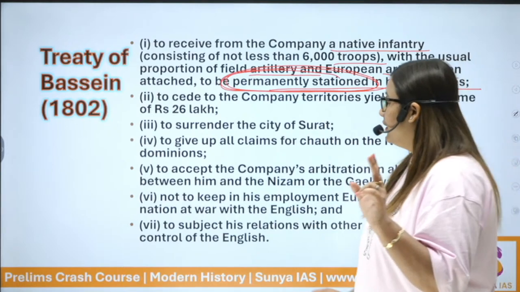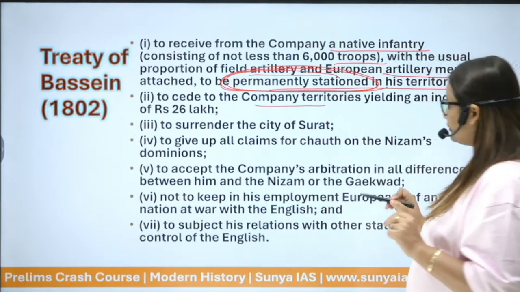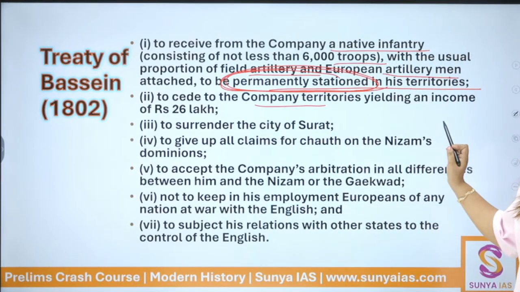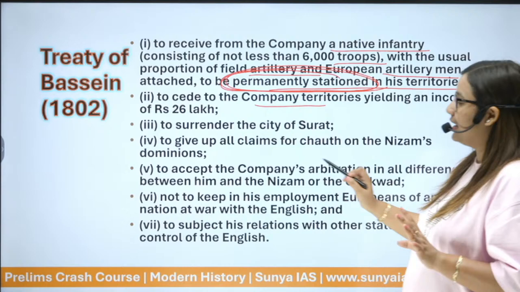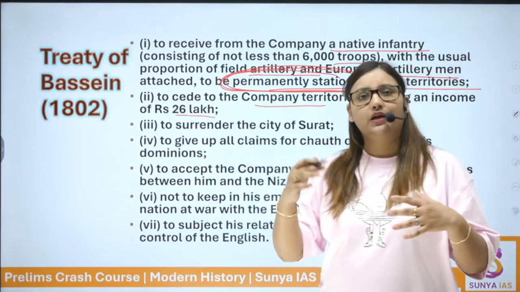Second, he will give the company territories yielding an income of 26 lakh. So a lot of areas were given to EIC.